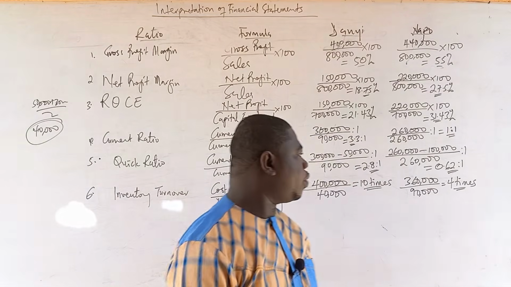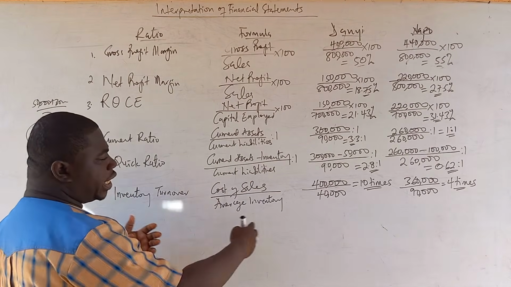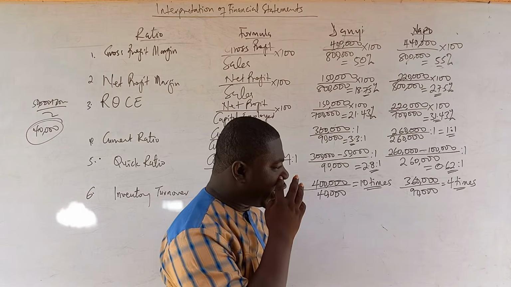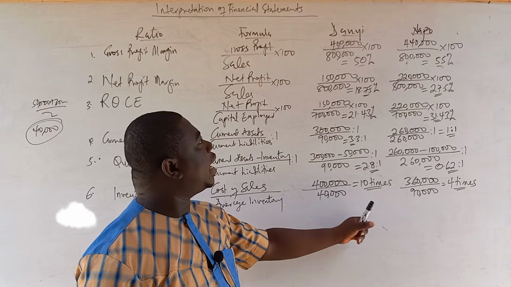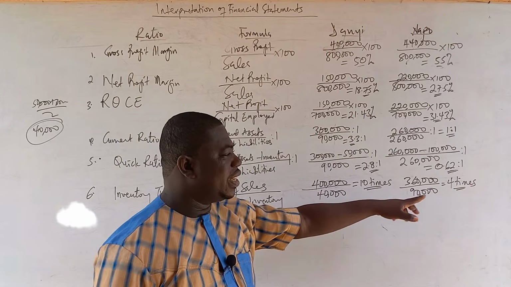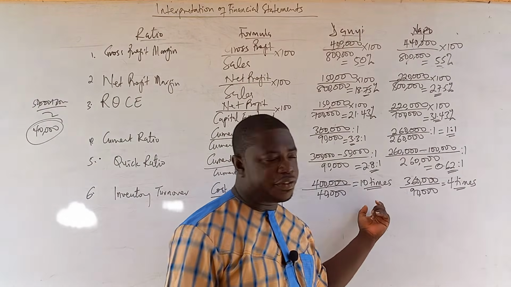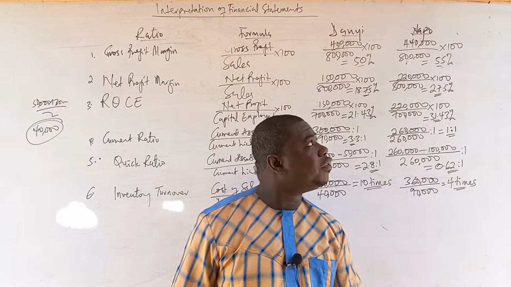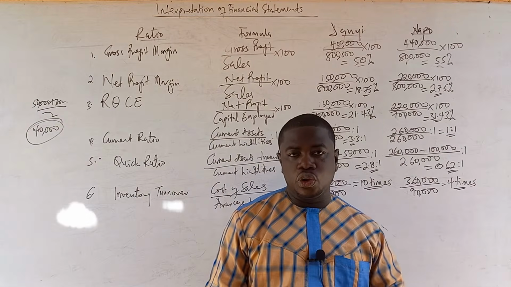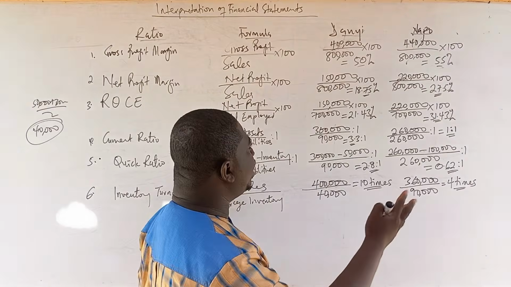So after you have done that, then you can also look at the last one, which is the inventory turnover. And you can see that this business, Danny, has a very high inventory turnover, more than twice that of NAPO. So they are doing better in terms of inventory management than NAPO. And then you also make comments on that. So these are the observations in terms of the liquidity assessment.